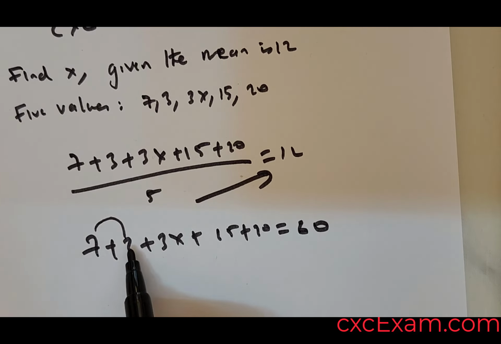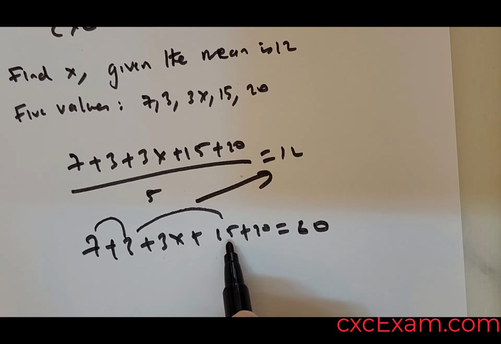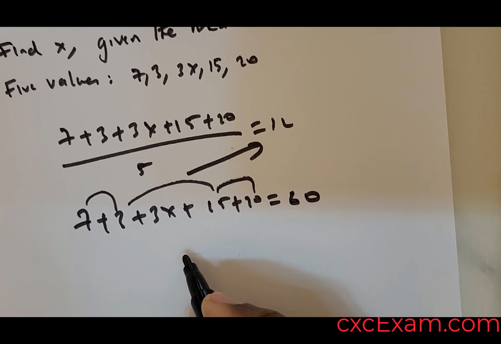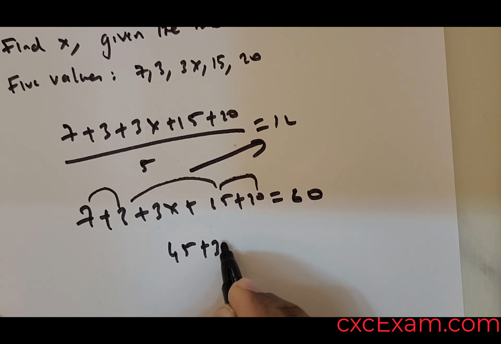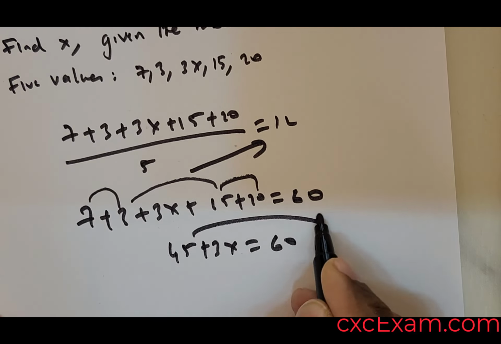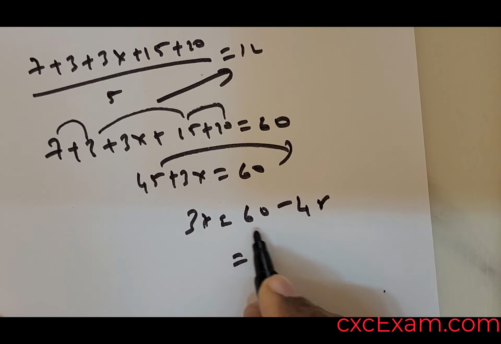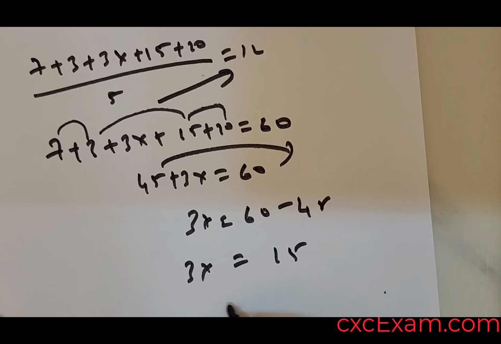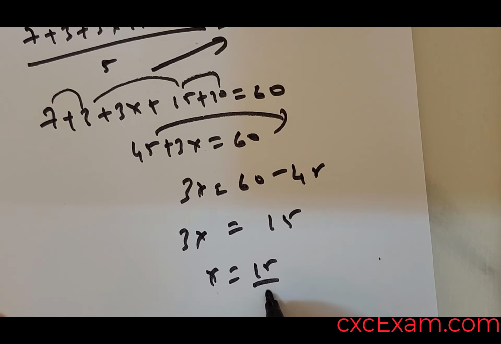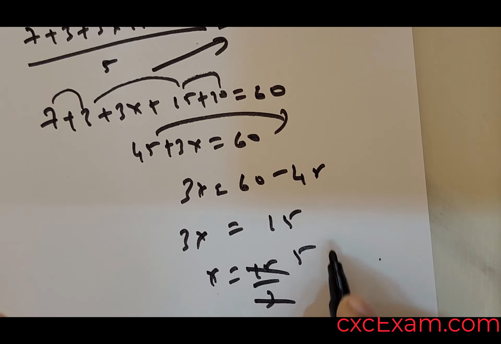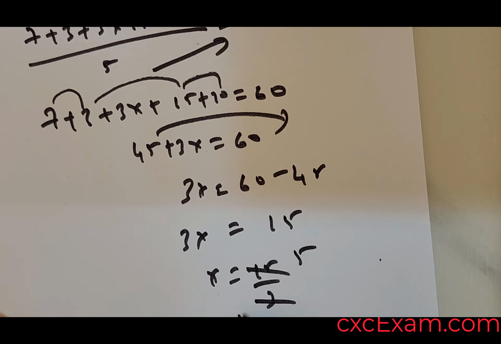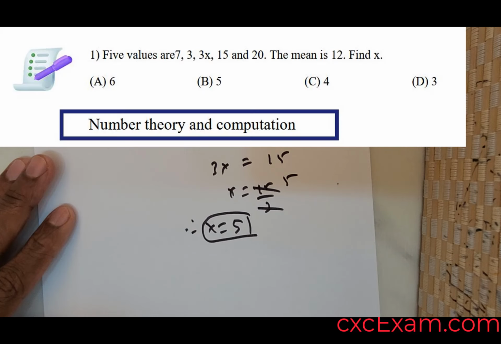You add 7 with 3, 10, and then to 15 that's 25, and then to 20 that's 45, plus 3x is equal to 60. Move this 45 to the other side, you get 60 minus 45, which is 15. So 3x is equal to 15, so x is equal to 15 over 3. 3 divides 15 5 times, therefore x is equal to 5. That's the solution.